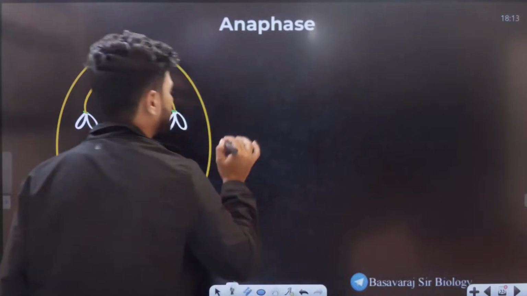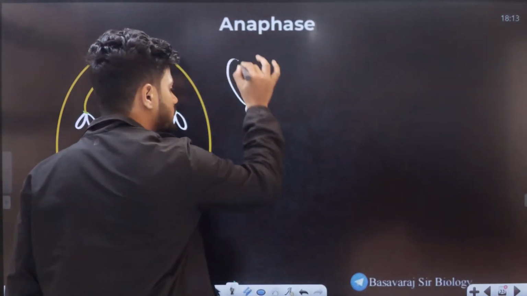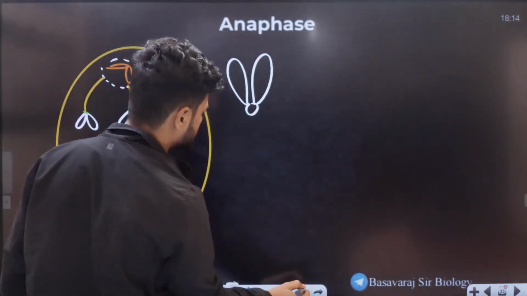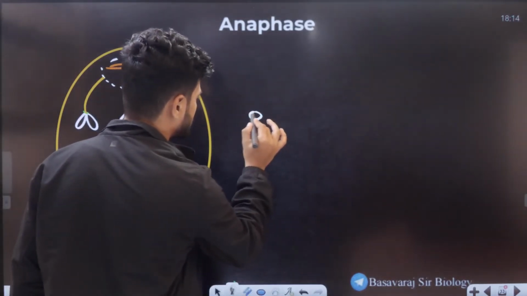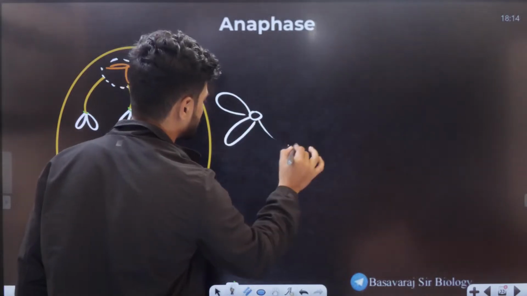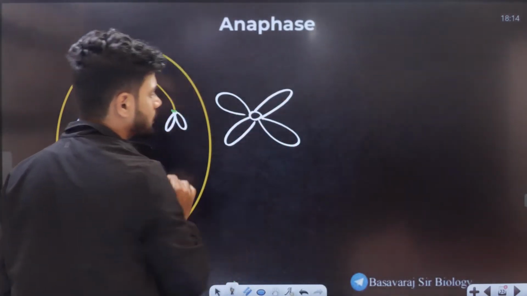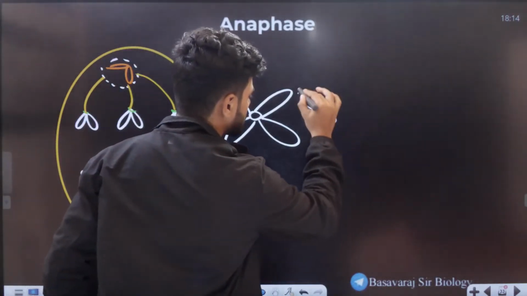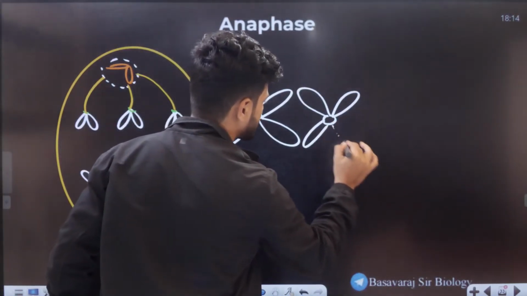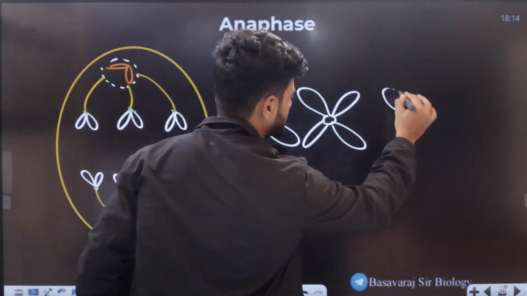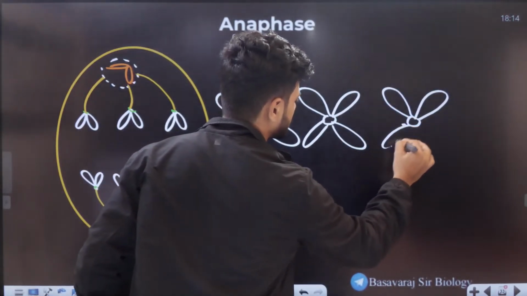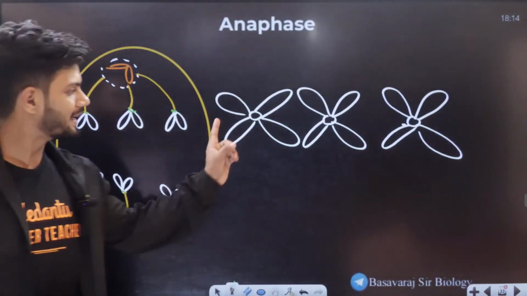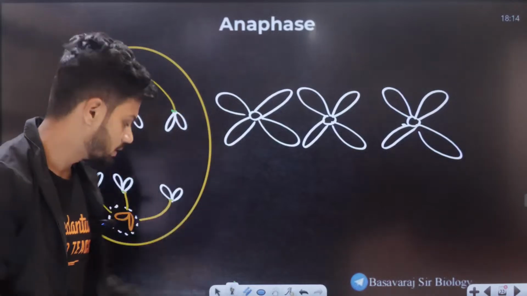What exactly happened here? This was the chromosome. Right, this was the chromosome with the metaphase. For example, see this. I'll erase this later on, but see this. This was the metaphase, right? This was the metaphase chromosomes. This was the entire metaphase chromosome.